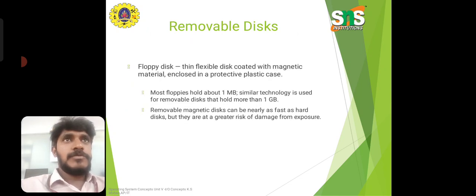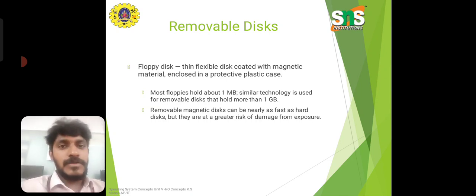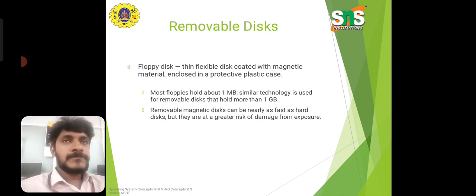A removable disk can be a floppy disk, a thin flexible disk coated with a magnetic material and enclosed in a protective plastic case. Most floppies hold about 1 MB. Similar technology is used for removable disks that hold more than 1 MB, up to 1 GB. Removable magnetic disks can be nearly as fast as hard disks, but they are at greater risk of damage from exposure.